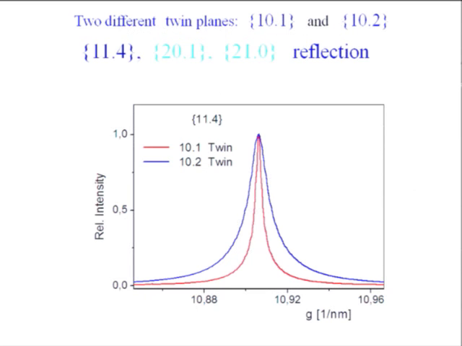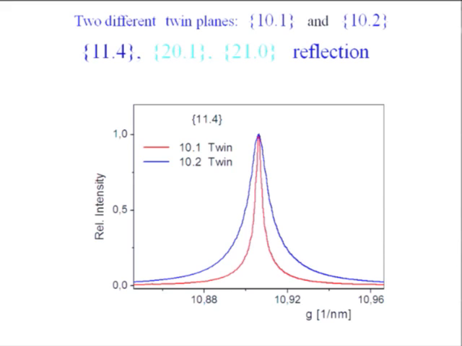Now let's go to another representation. Now let's take the same reflection where the twinning occurs on this pyramidal plane and this pyramidal plane, and let's see what happens if the twin density on both planes is the same, and we take this reflection. You see that on this twin plane, the broadening will be much larger than on the 10.1 twin plane in this reflection.